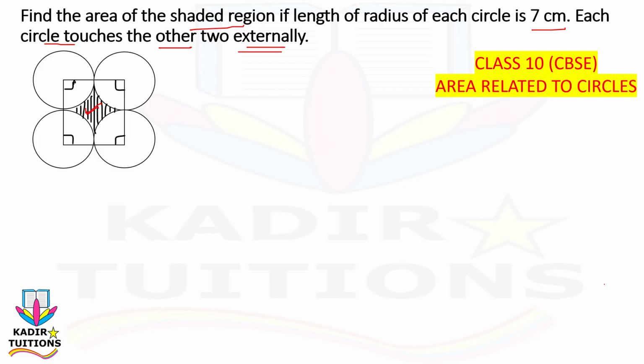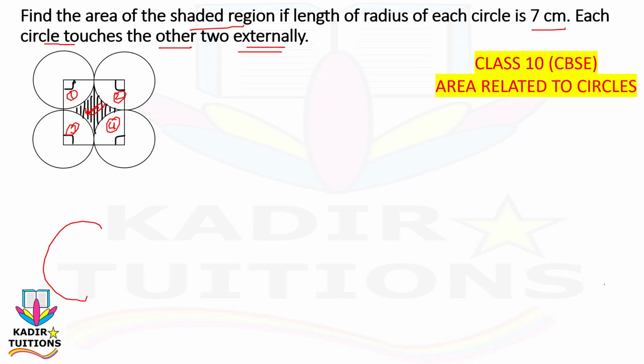So this shaded region is in a square. So first we need to find the square area. From that, if we subtract these parts 1, 2, 3 and 4, these four parts, we will get this shaded region area. So what are these four parts? First we need to see.